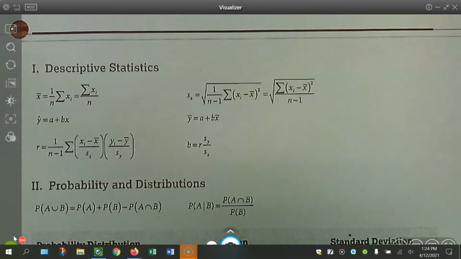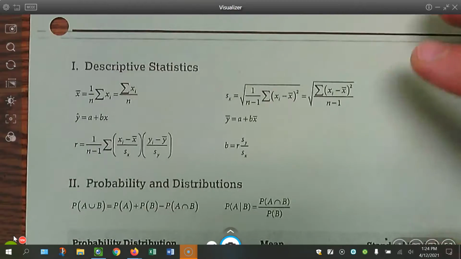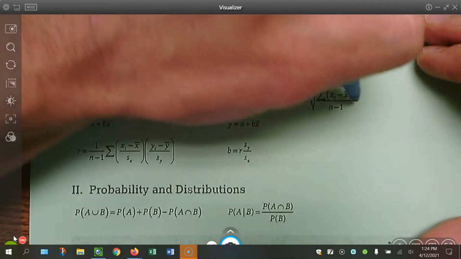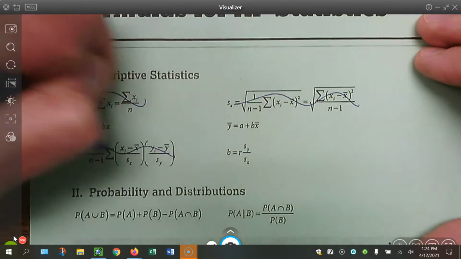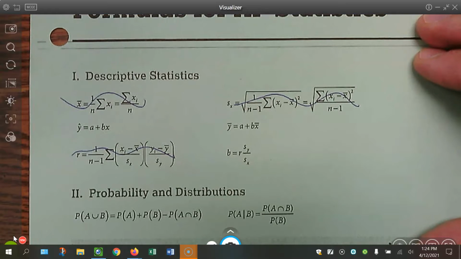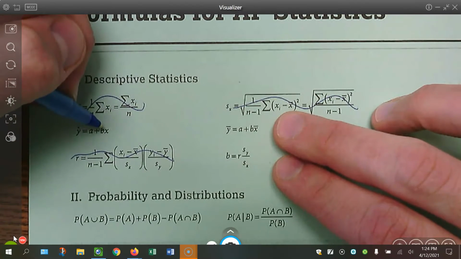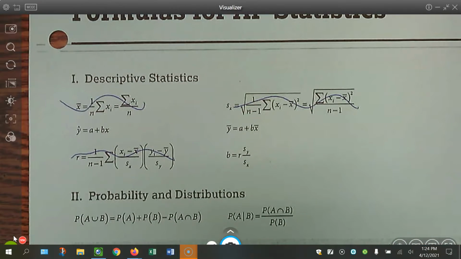In this video, I'm going to cover how to use your formula sheet on the AP exam and what's important and what's not. So under descriptive statistics, not important, not important, not important. The likelihood that you use these remaining three formulas is pretty low.